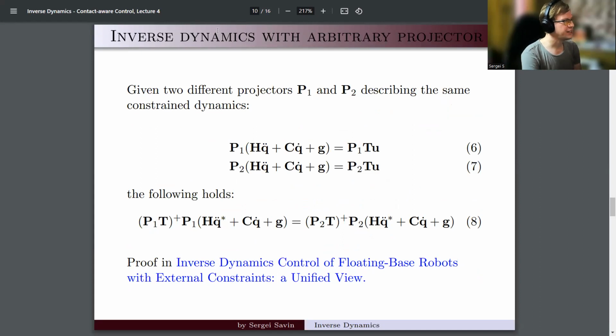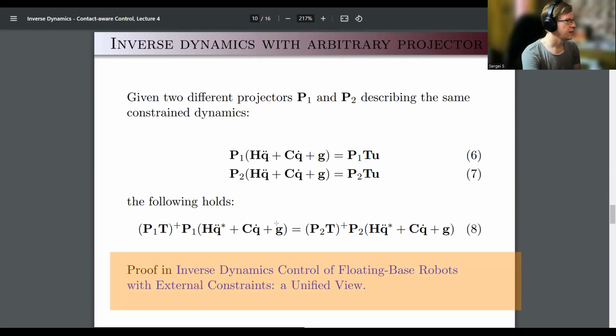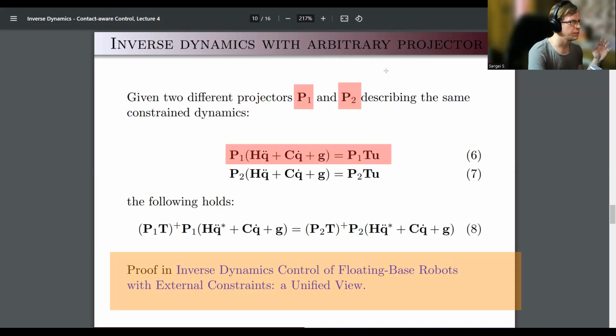Now, there is a very nice theorem that is proven in this paper. The theorem goes like this. If you have two projectors, P1 and P2, which describe the same dynamics in different forms. One describes dynamics as P1 times manipulate equations equals P1 times TU. The second is P2 times manipulate equations equals P2 times TU.